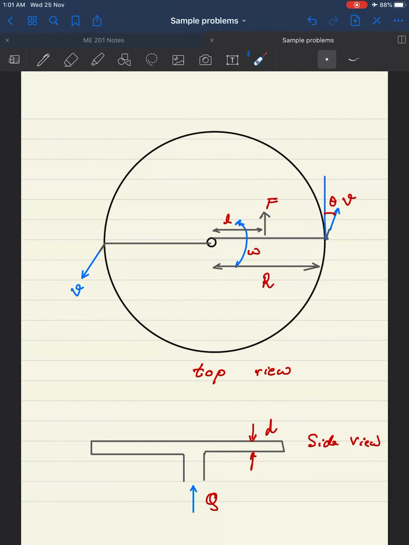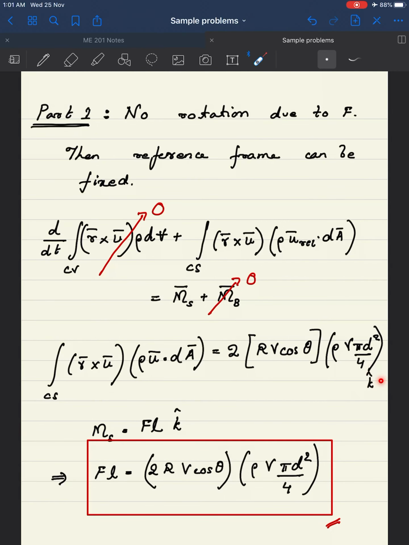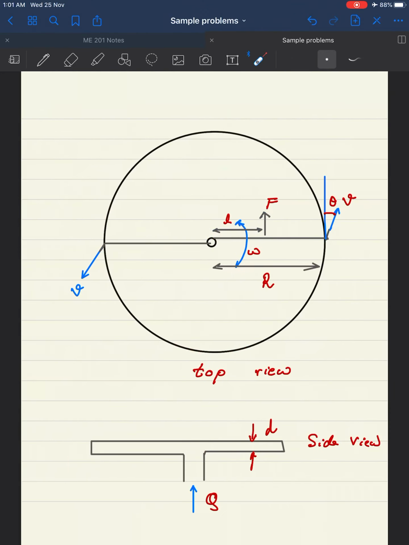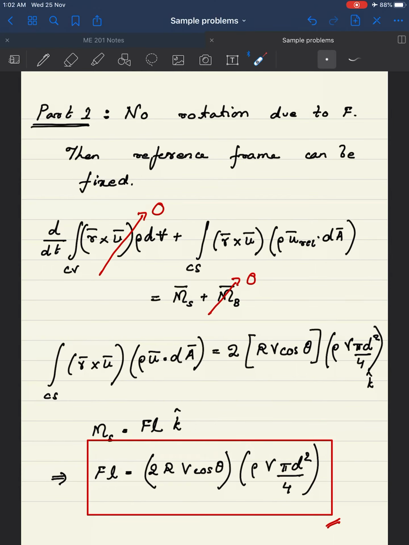From the top view you can't make out this, I've just drawn it as a line, but there is a diameter of this pipe. And then k vector, sorry, this k vector should have been here, I didn't have much space. The moment due to the force F here is simply Fl into the k vector, and then you equate, and this is rather straightforward for you to work out, and this should be the answer.